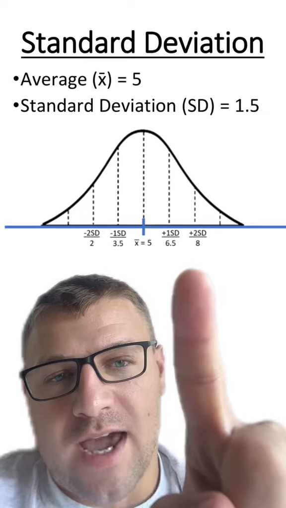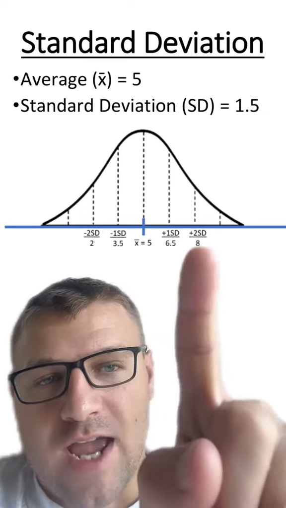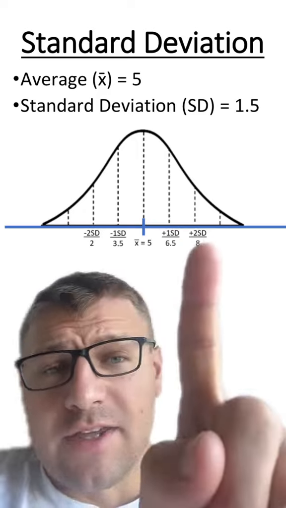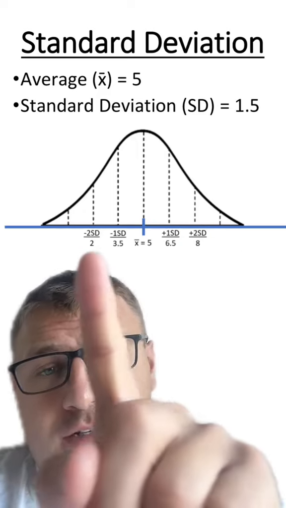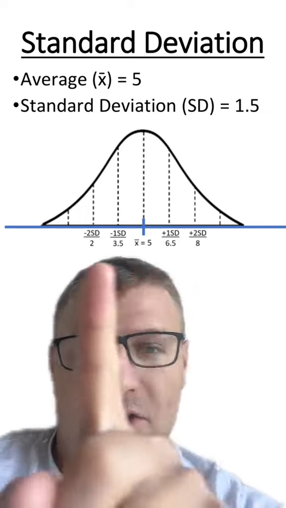We are then going to add another 1.5 and subtract another 1.5. So now we are at 2 standard deviations, both plus and minus. Now, yes, we could go a third standard deviation. It would be 9.5 and then 0.5. But again, I'm just going to do the first 2.